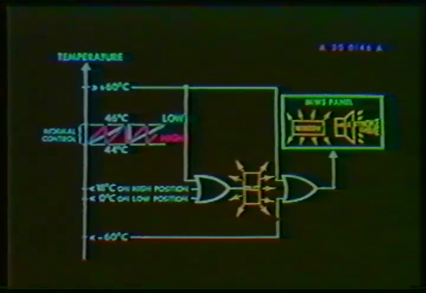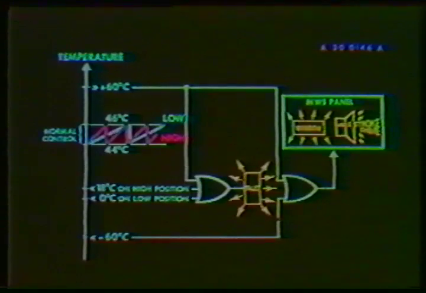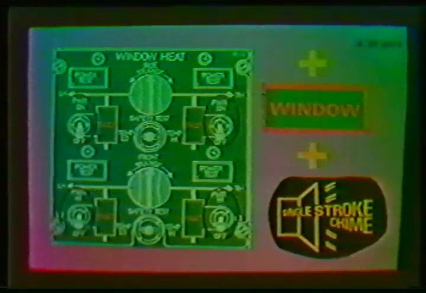The amber fault light warns of a heater malfunction. If the temperature of the window decreases, the fault light will illuminate. The temperature at which the light illuminates depends on switch position. The temperature is 18 degrees centigrade with a switch in the high position and 0 degrees centigrade with a switch in the low position. If the temperature decreases to minus 60 degrees centigrade, the fault light will also be accompanied by a window light on the master warning panel and a single stroke chime.